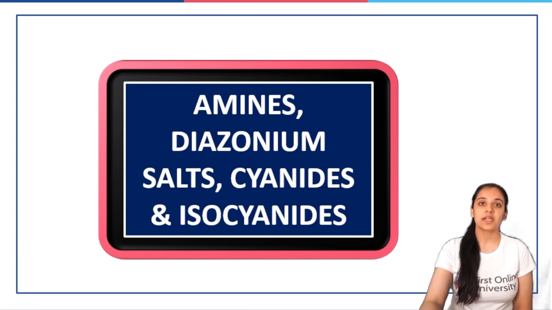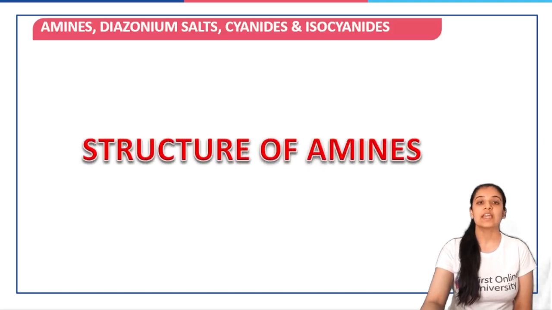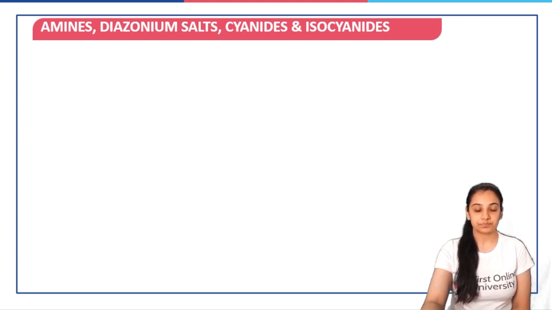So in this particular chapter, we are going to cover amines, diazonium salts, cyanides and isocyanides, that is 4 different nitrogen containing compounds. And in this particular lecture, we will be discussing amines in detail. So let us first start with the structure of amines.